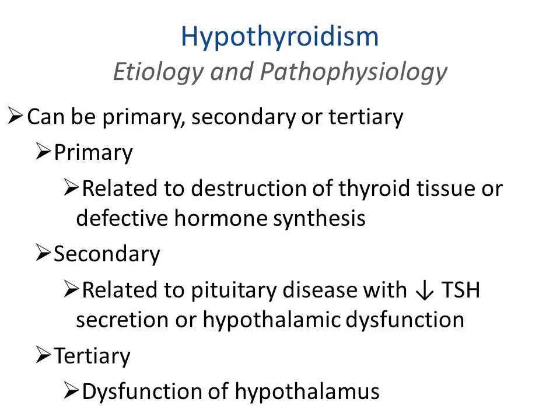It can be primary, secondary, or tertiary. Primary meaning you have a problem with the thyroid gland itself. Secondary meaning that you have a problem with the pituitary. And tertiary meaning you have some sort of a problem with the hypothalamus. Doesn't matter whether your cause is primary, secondary, or tertiary. The clinical manifestations are exactly the same.